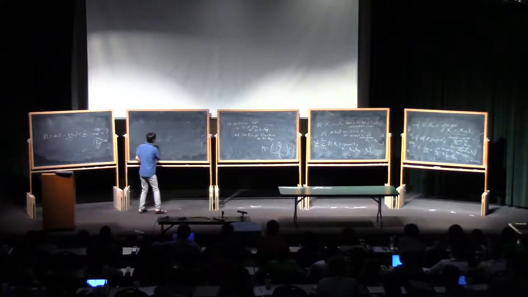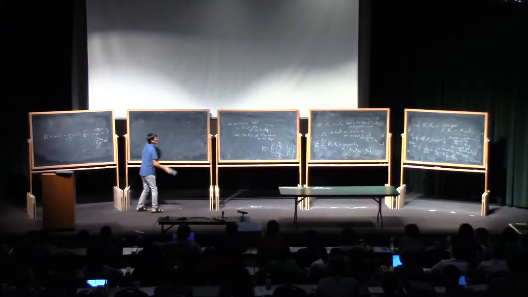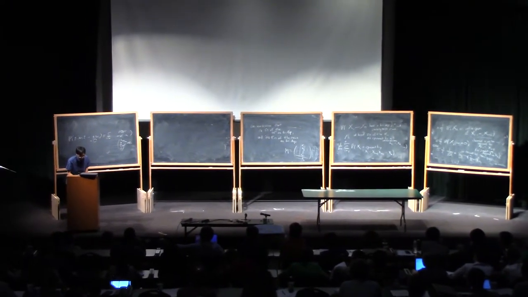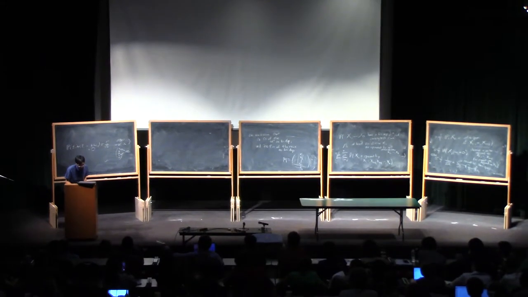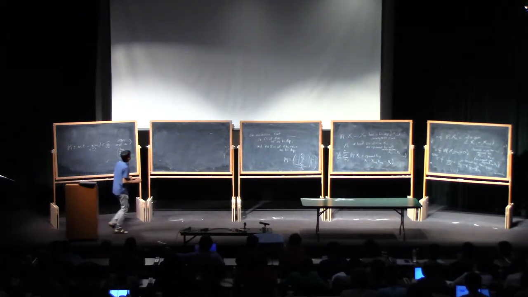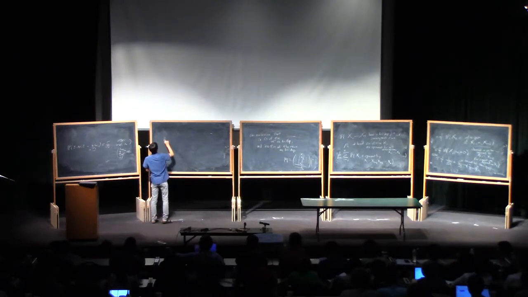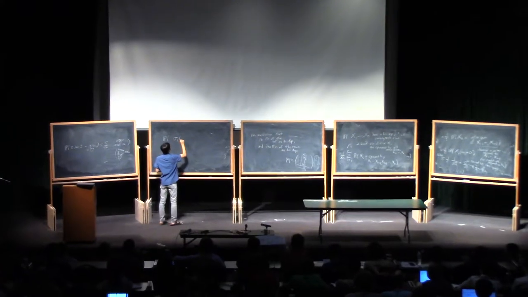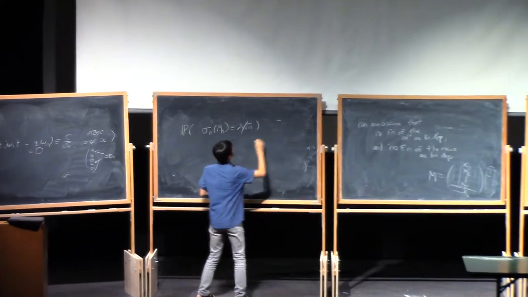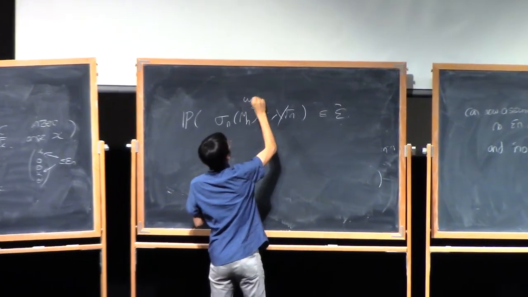Because what we really want to do is the singular value bound. The singular value bound follows a similar strategy, but you just have to have all these extra error terms. So for the least singular value bound, we're trying to understand the probability that the least singular value is less than some small number. So we're trying to prove something like this.